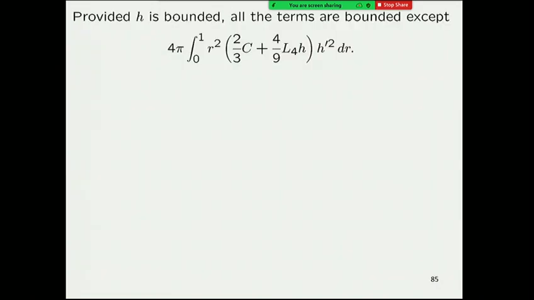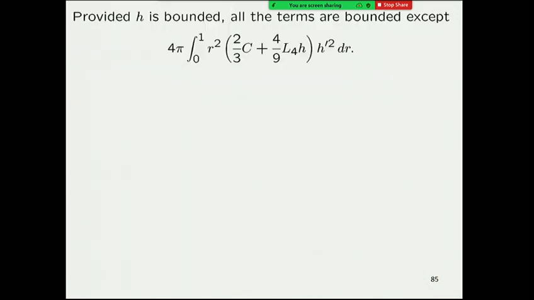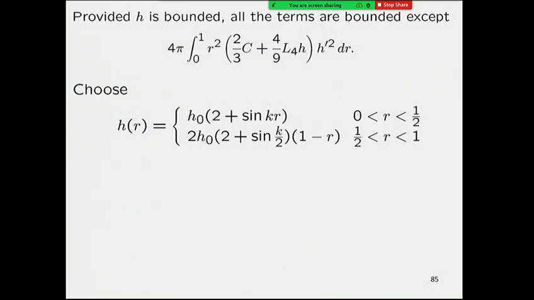Now, provided h is bounded, then all the terms are bounded except the ones with r squared h prime squared. So if we go back, this is bounded: if h is bounded, q is bounded. So this is bounded, and this term will be bounded because the r squareds cancel, and this term will be also bounded for the same reason. I mean, as long as you fix the L4, it'll be bounded. So the terms you have to worry about are the ones with h prime squared, all right? Okay. So we have to show that it is unbounded below, and you choose a particular h of r.